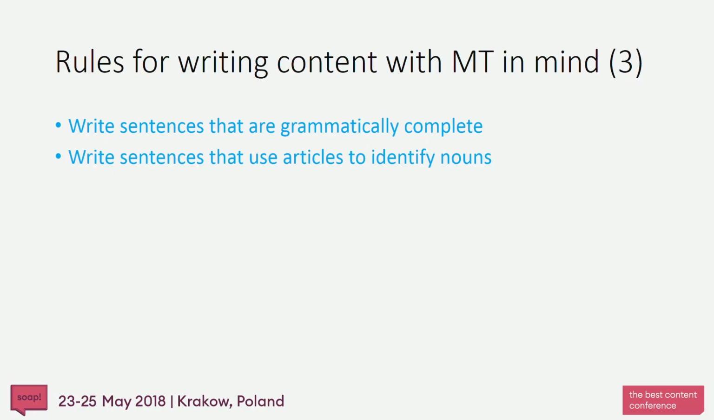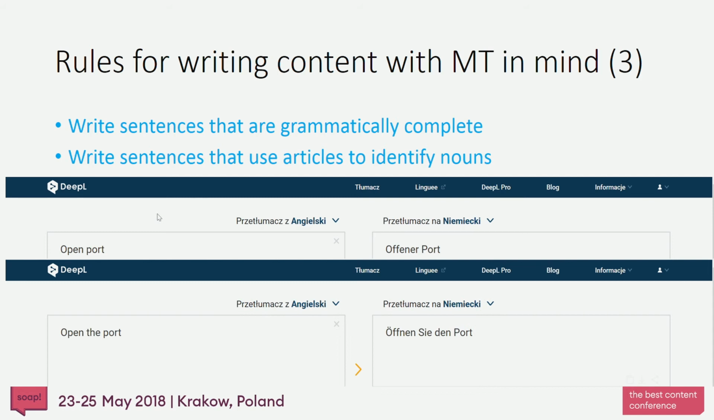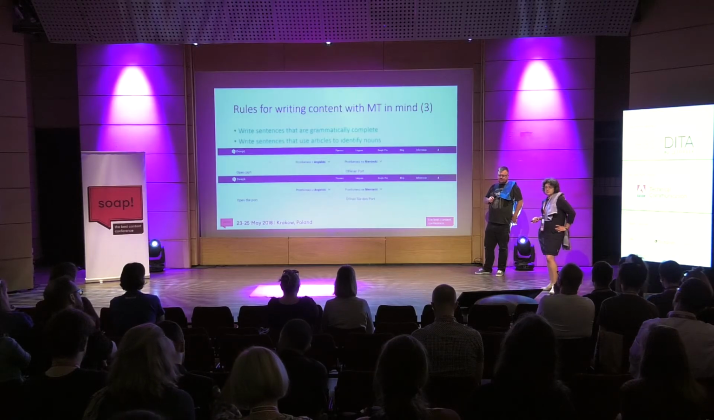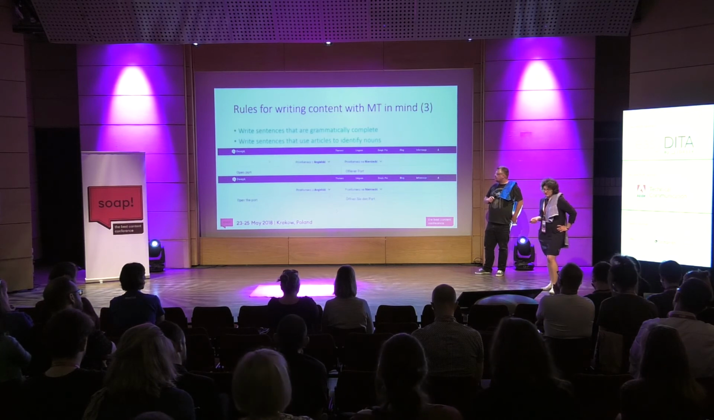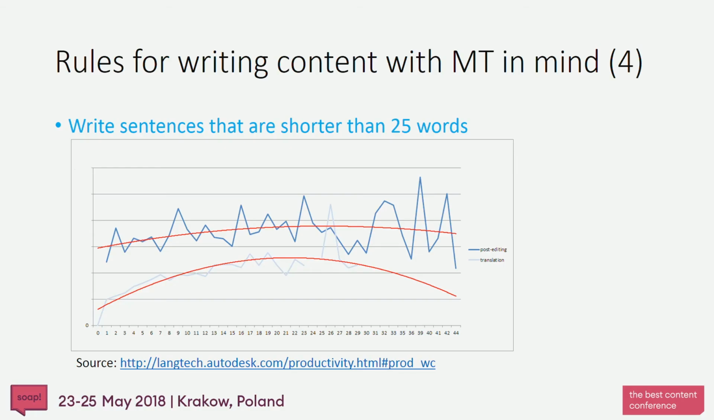Okay, so I think enough with the terminology and a little bit about grammar. Write sentences that are grammatically complete, and write sentences, at least in English, that use articles to identify nouns. That's a very simple one over DeepL, where it defaulted "open port" to "offener Port", but "open the port" to "Öffnen Sie den Port". So depending on what you're trying to say, just think that there may be some very primitive engine sitting over there, and if you don't give a clue, it will not have a clue.